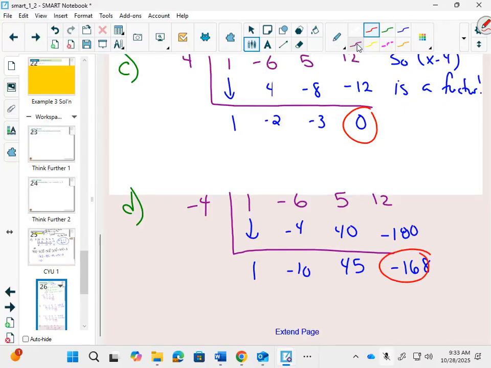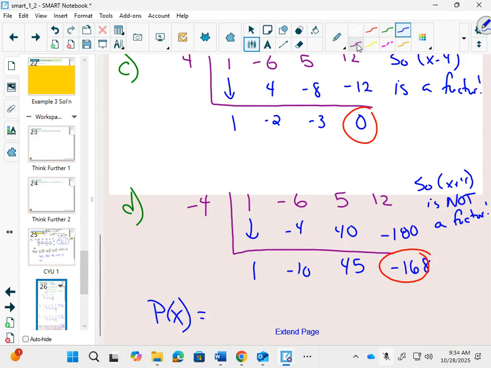Our remainder is not 0. So on this one we can say x plus 4 is not a factor. In fact, if we called p of x right from the beginning, we have found factors.